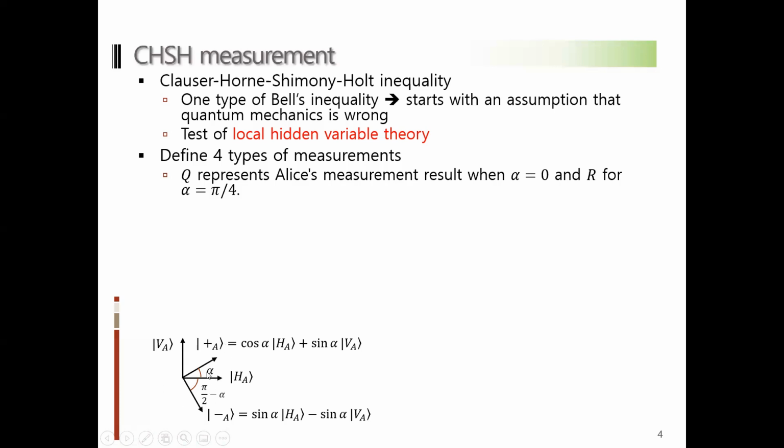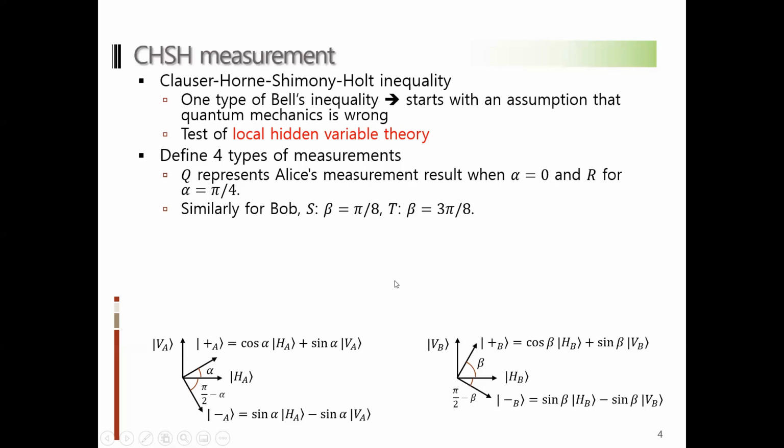So I will assume that alpha can be either 0 or 45 degrees, or pi over 4. I will call the case when Alice uses alpha equals 0, Alice's measured value represented by the Q variable, while if Alice uses alpha equals pi over 4, then I will use the variable R, and R means the measurement result when Alice tilted her measurement device by 45 degrees.